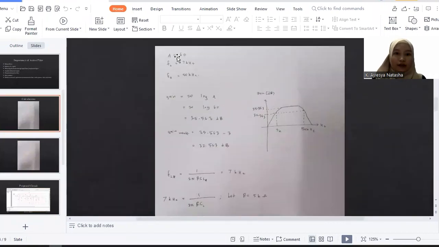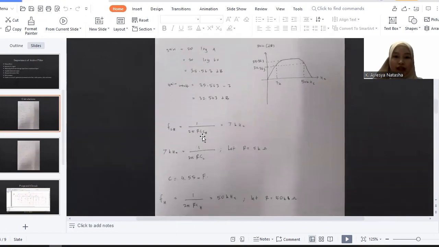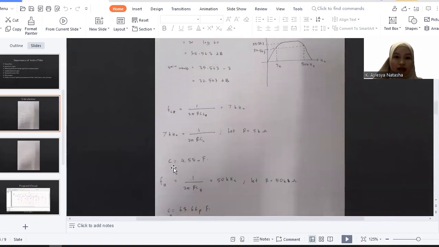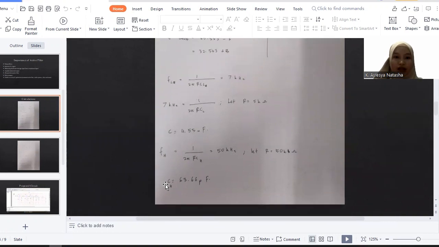So this is the manual calculation for our assignment. For this part, A, FL and FH are given to us, so we need to find the value of the gain. Gain is 35156 and the gain cutoff is 32.56 dB. Next we find CL, which is 7 kilohertz. CL is 4.55 micro. CH is 63.66.